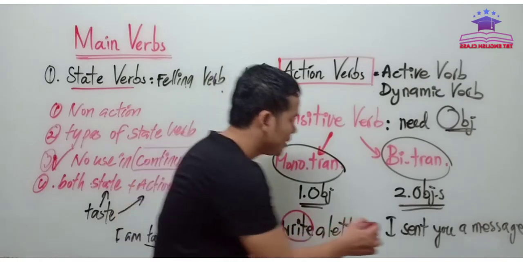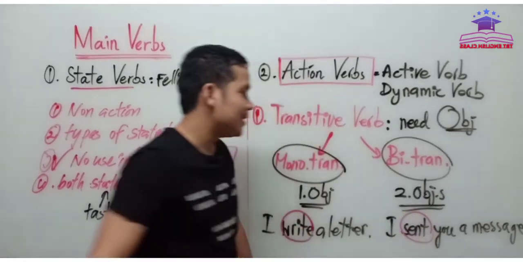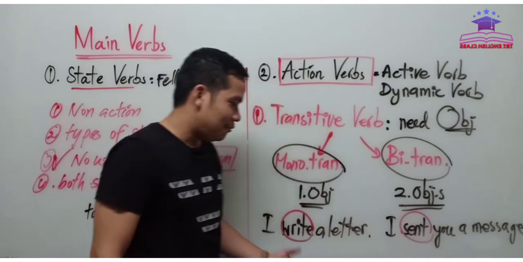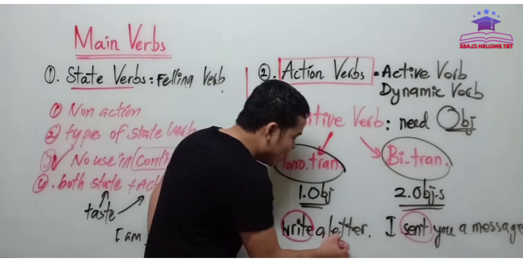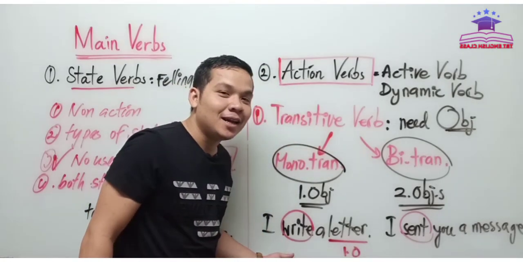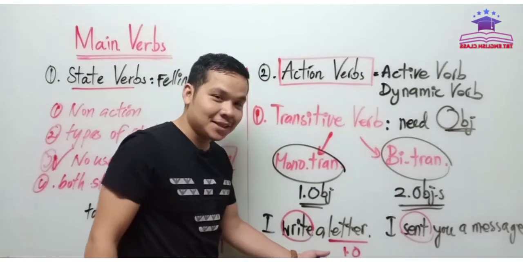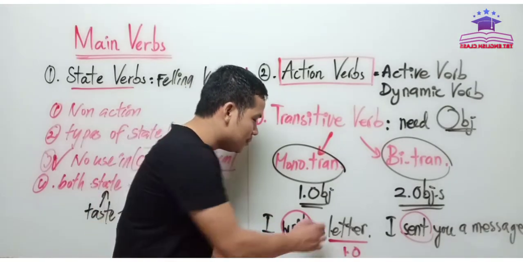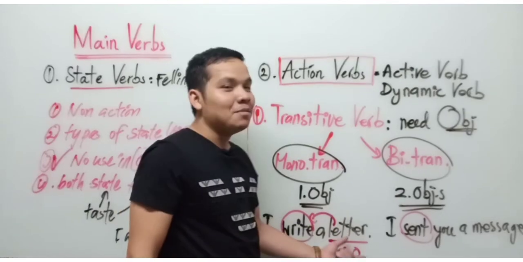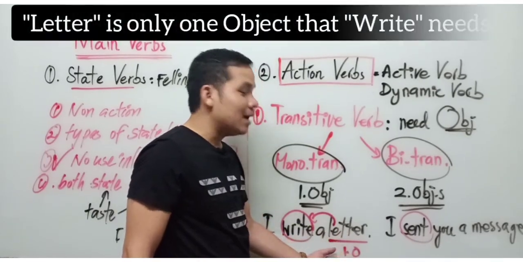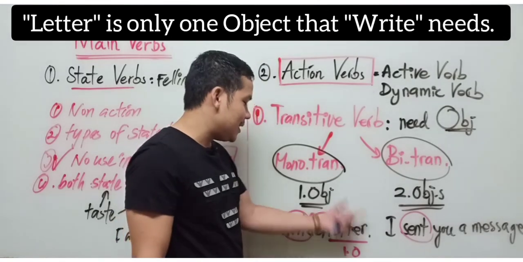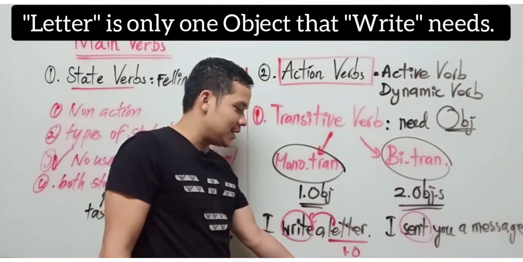Verb write and verb send. Example one has one object and example two has two objects. Find the object with me. Letter is the object, one object. The object of write. What do you write? I write a letter. So a letter is the object of the verb write. So the verb write needs an object, because I want to know what you write. I write a letter, so letter is the object of the verb write. Only one object you can see here.